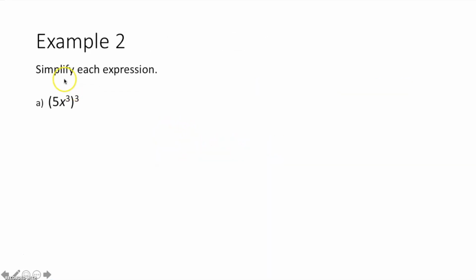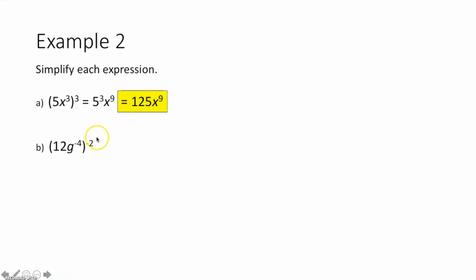So example 2 says simplify each expression. So we have 5x cubed all raised to the third power. Since we have a power to a power, we're going to multiply obviously the 3 and the 3, but this is technically 5 to the first power. So it's also going to distribute to the 1 over here, the exponent for your 5. So it becomes 5 to the third times x to the 9th. Now we can simplify this a little further. We know 5 to the third is 5 times 5 times 5, which we know 5 times 5 is 25, times 5 is 125, and you're done.